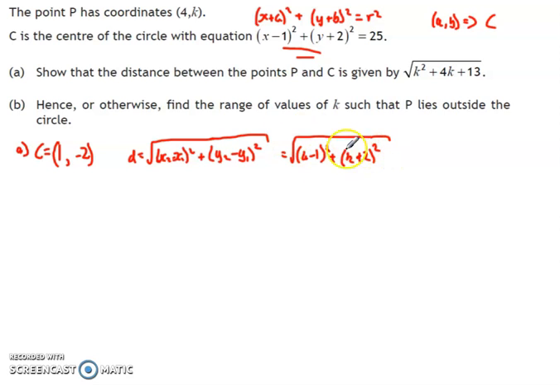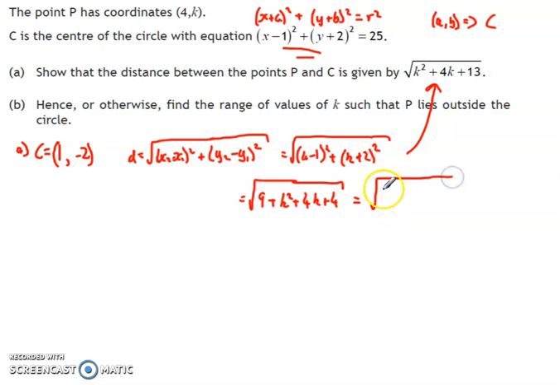Now that I've got that, I could start to multiply out the brackets. My hope would be to go from this up to this. So let's see if that happens. I end up with the square root of, 4 minus 1 is 3, so 3 squared is 9, plus, multiplying out this bracket, k squared plus 4k plus 4. Gather those terms together and simplify. I get the square root of k squared plus 4k plus 13. Lo and behold, exactly what I want up here.